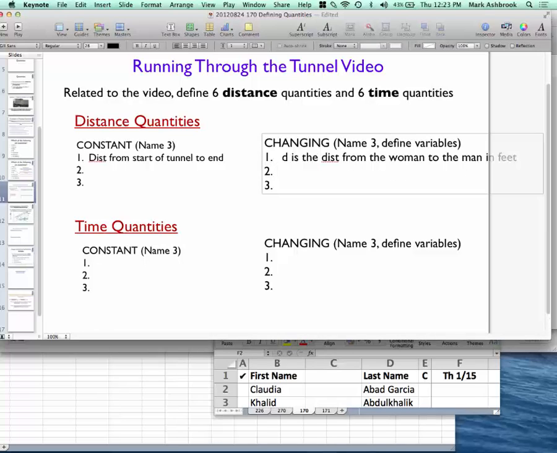How about another changing quantity? Where is Matthew Western? Matthew Western here? There he is. How about another changing distance quantity?